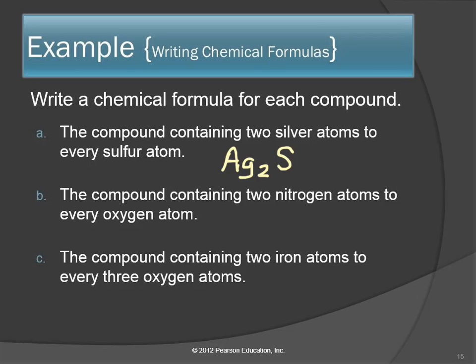Compound containing 2 nitrogen atoms to every oxygen atom. What's the symbol for nitrogen? Capital N. And there's 2 of them, so subscript 2. And then oxygen is O. There's only 1, but I'm not going to write the 1. So N2O. Nitrogen comes first because it's to the left of oxygen. 2 iron atoms for every 3 oxygen atoms. What's the symbol for iron? Fe. So this is Fe2, and oxygen is O3.